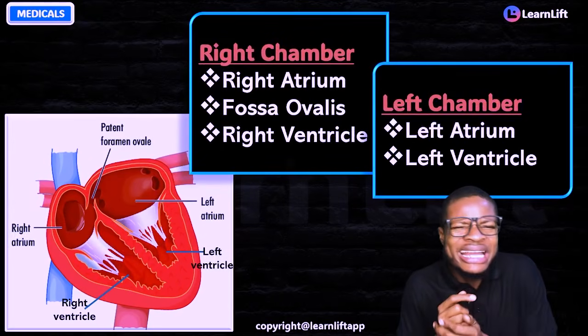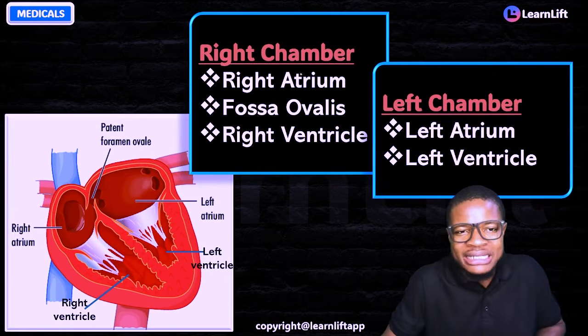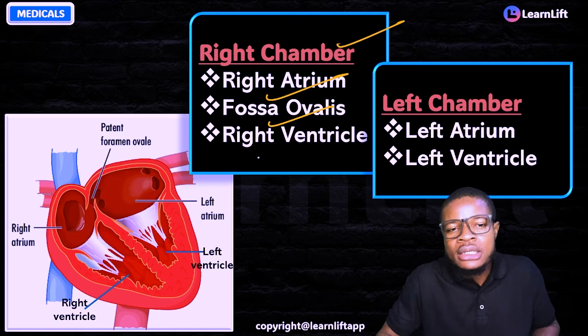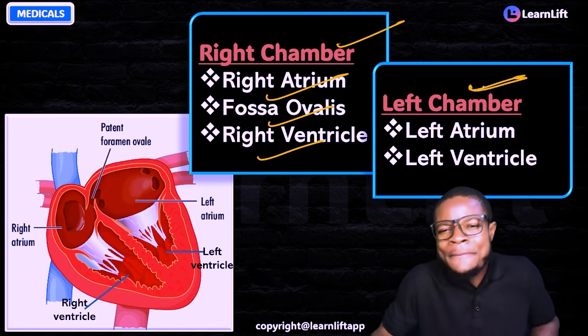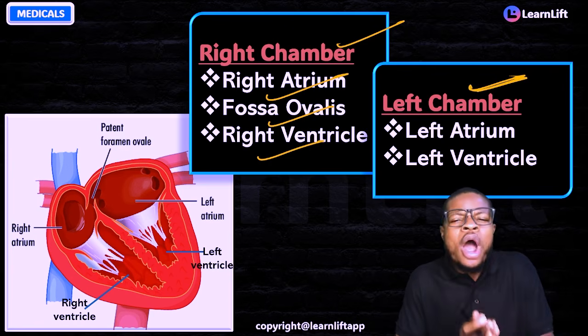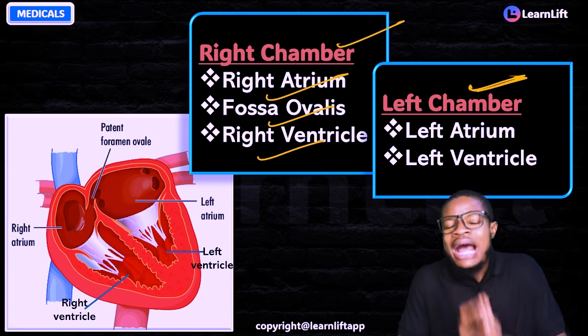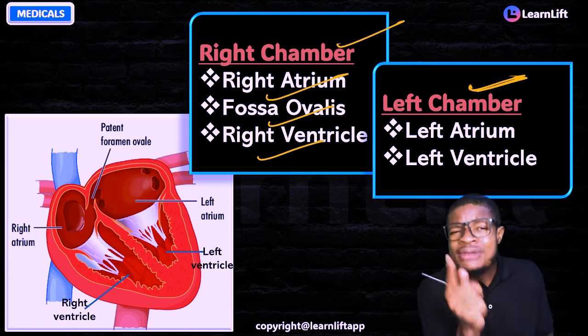Now that you understand this very quickly with me, that means we are done with the right chamber of the heart. We have looked at the right atrium, fossa ovalis, and right ventricle, right? Good. The next thing is the left chamber of the heart. The left chamber has two things, the left atrium and the left ventricle. Are you ready with me?